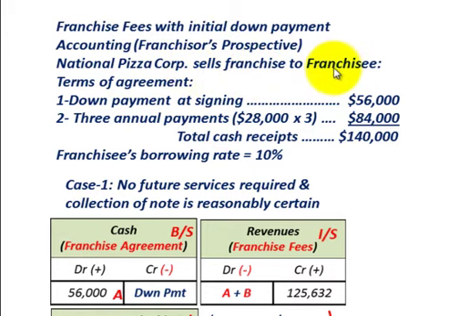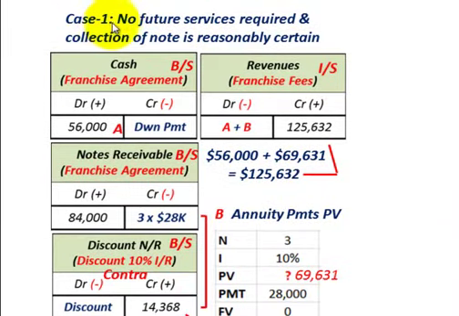for the sale of this franchise by the National Pizza Corporation to the franchisee. And the other thing we have to know for this example is the franchisee's borrowing rate, and we're estimating that at 10% interest per year. So we're going to be looking at 2 cases, and we're going to start out with case 1 where there's no future services required by the franchisor, and the collection on the note is reasonably certain. So the franchisor, National Pizza Corporation, has really completed all their services.